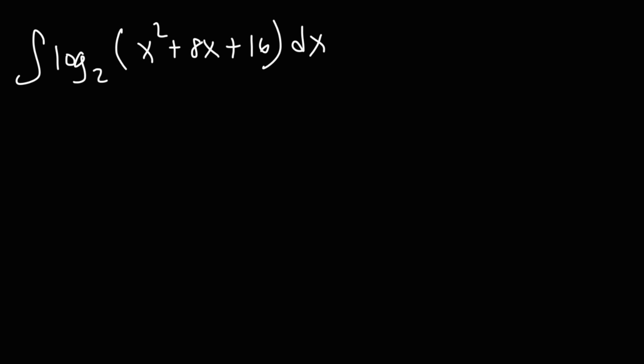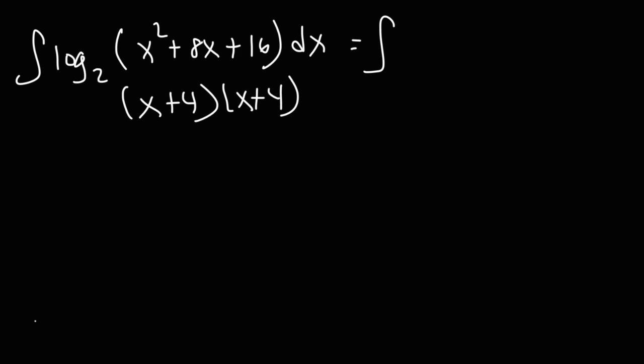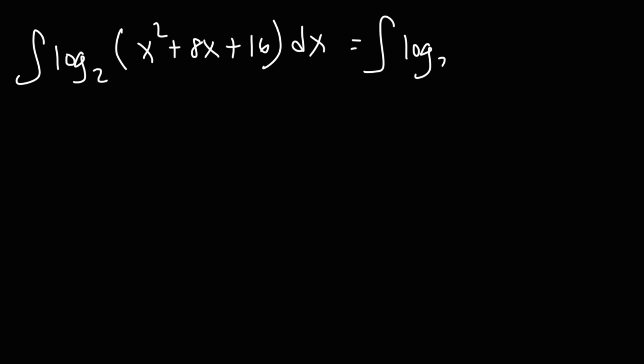Now what if you had this problem, log base 2 of, let's say, x squared plus 8x plus 16. What would you do in this case? What's the answer? Feel free to pause the video and try that one. In this case, you need to realize that you have a perfect square trinomial. x squared plus 8x plus 16, you can factor that to (x + 4) times (x + 4), which means you can rewrite the problem like this. This is log base 2 of (x + 4) squared.